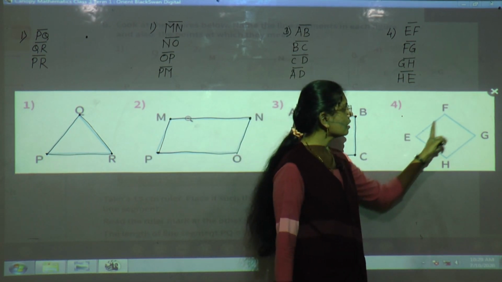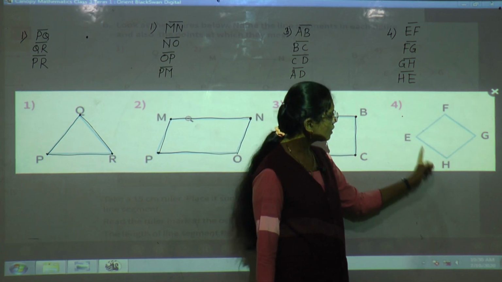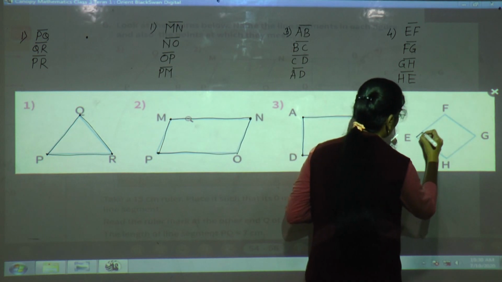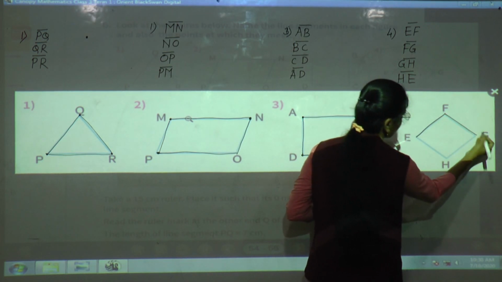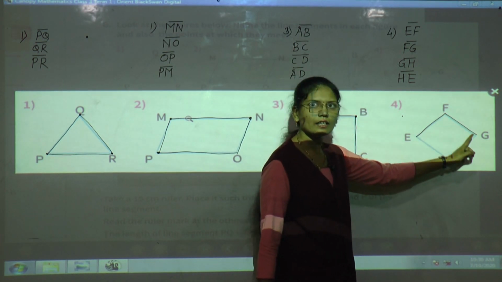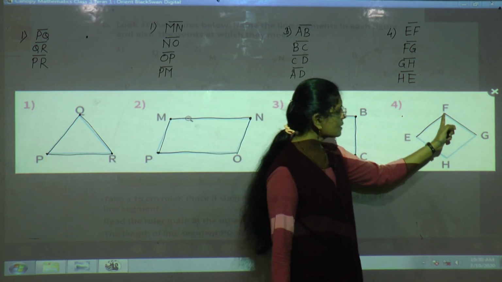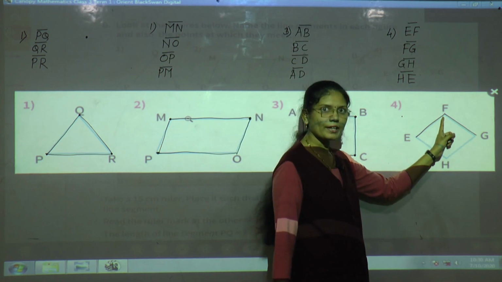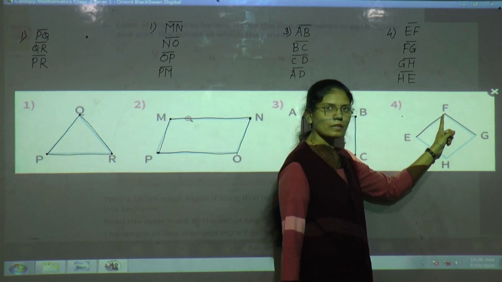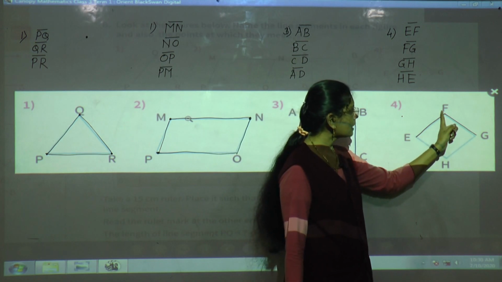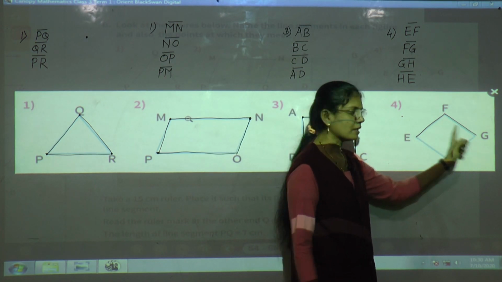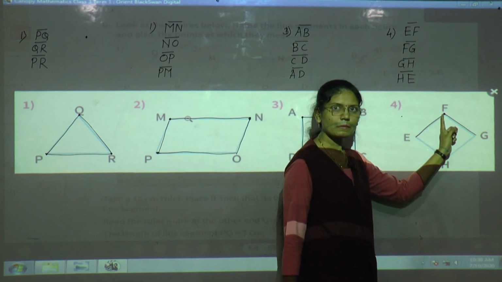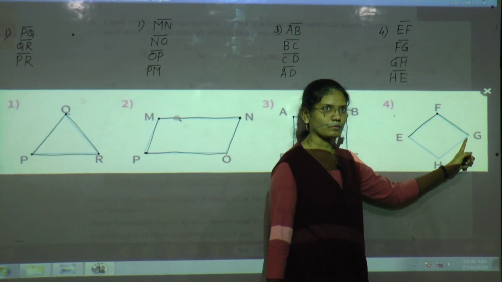Now students, what we have to do? We have to write the midpoints also. Okay. So one by one we will see now. Now see these two line segments, line segment EF and FG. These two line segments EF and FG can meet at which point? Yes, F. At point F the line segments EF and FG can meet. So point F is the midpoint of line segment EF and FG.